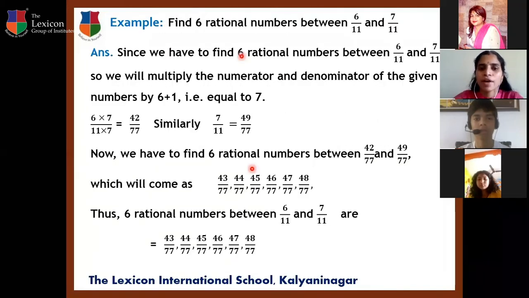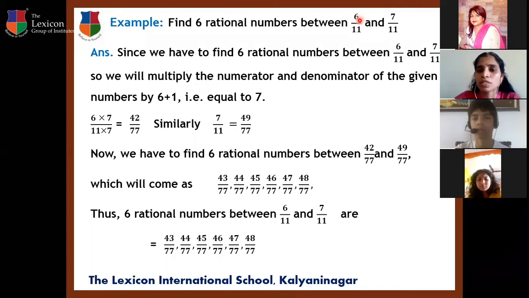Now find 6 rational numbers. This is an example question for the application of rational numbers and their properties. Find 6 rational numbers between 6 upon 11 and 7 upon 11. You all remember, you have done this last year. Is it? So you have done this last year. Last year we did it in this way.